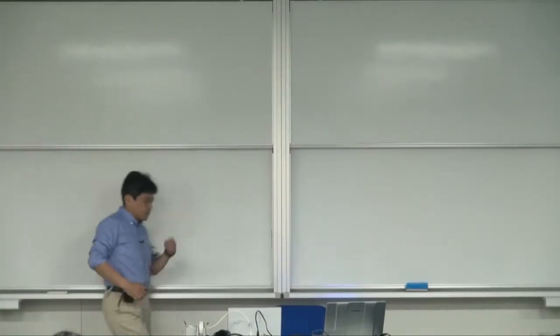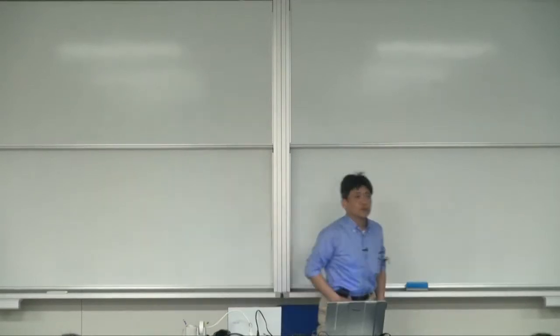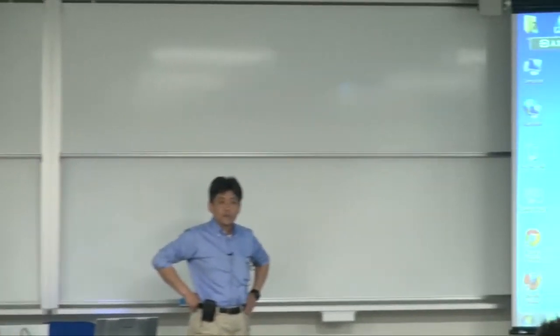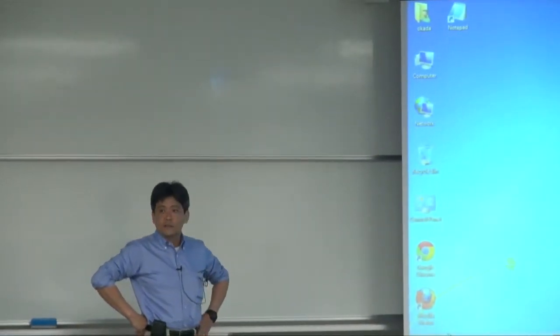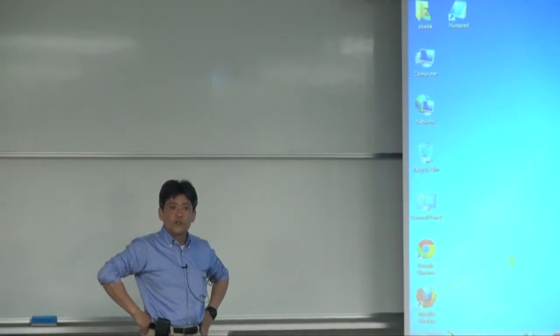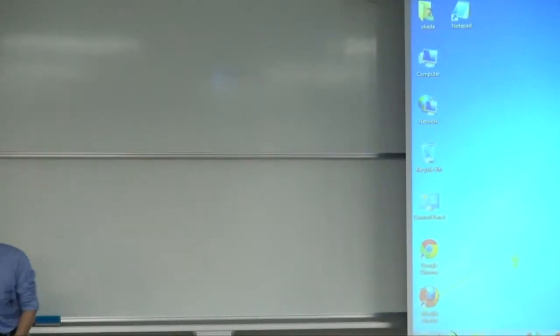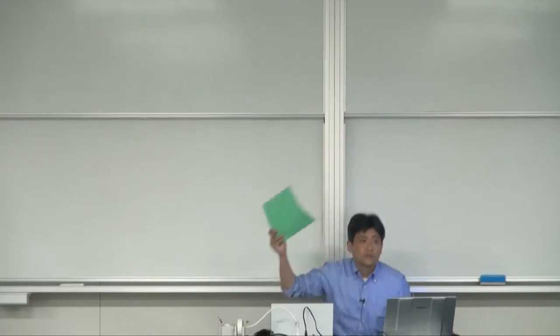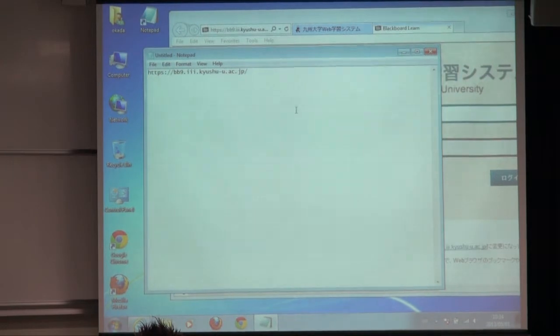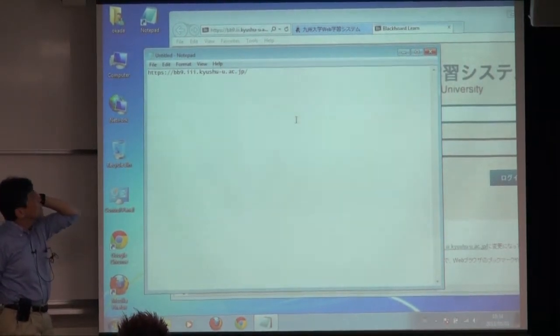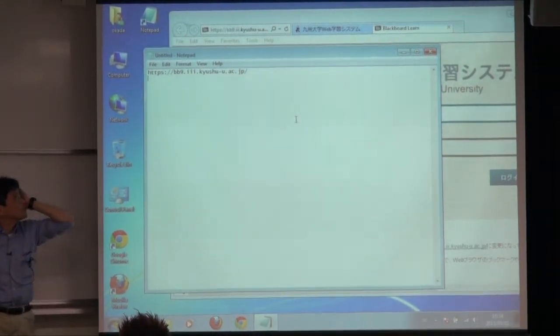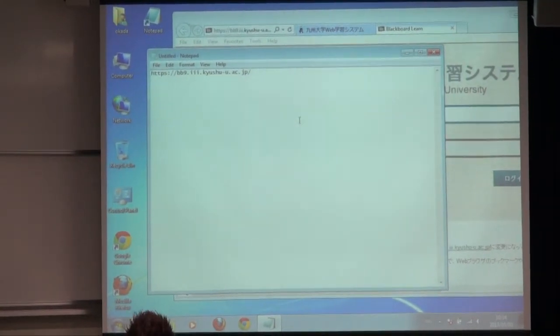Okay. So as usual, please open today's content using the WebCT Blackboard Learning System. Start the web browser and enter the URL of the WebCT. The URL is written in the syllabus. Can you see? The URL is here: https://bb9.ia.kyushu.ac.jp.